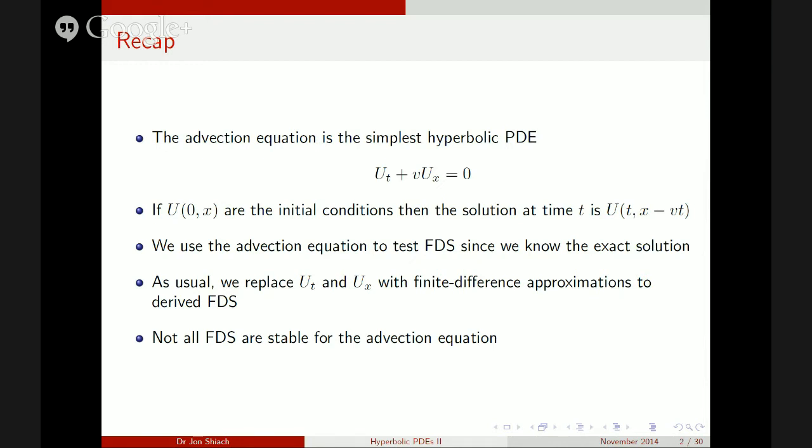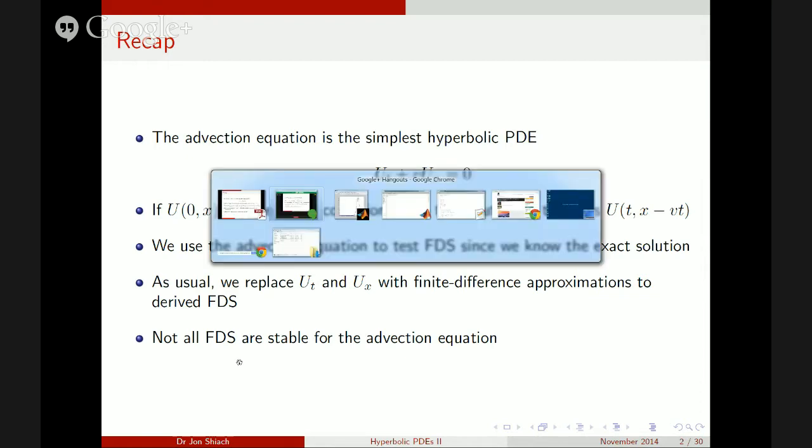How do we derive finite difference schemes for solving this? Well, as we've been doing so far, we simply replace the derivatives in the equation with finite difference approximations. As simple as that. We rearrange them, and we saw last week how we rearranged it so that we have what we call a time marching scheme, so we can calculate the values at the next time step using values at the current time step. We also looked at this idea: not all finite difference schemes are stable for the advection equation. What do I mean by that?